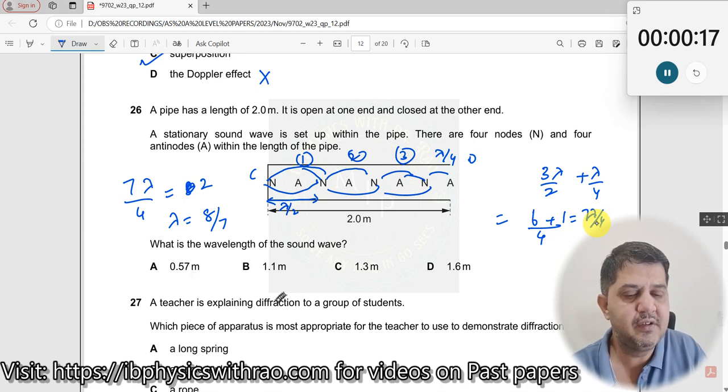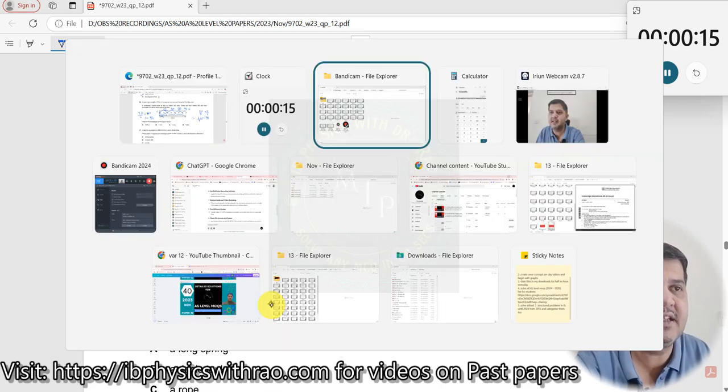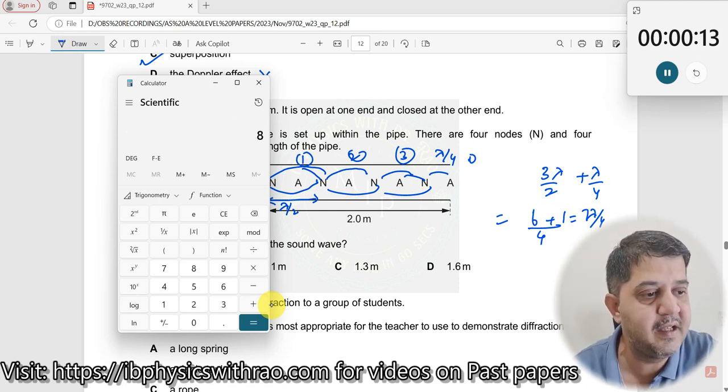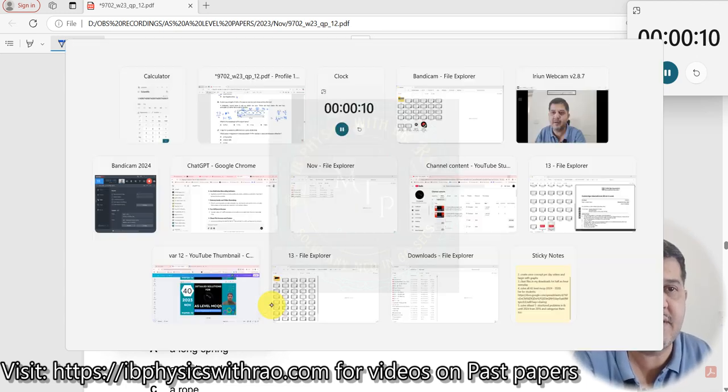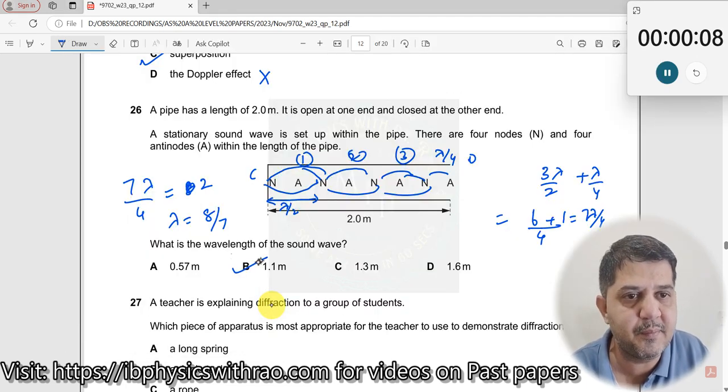Calculate this value. So when I do this calculation, what do I get? Yes, 8 by 7 is equal to 1.14. 1.14 is closest to 1.1. B is the right answer.